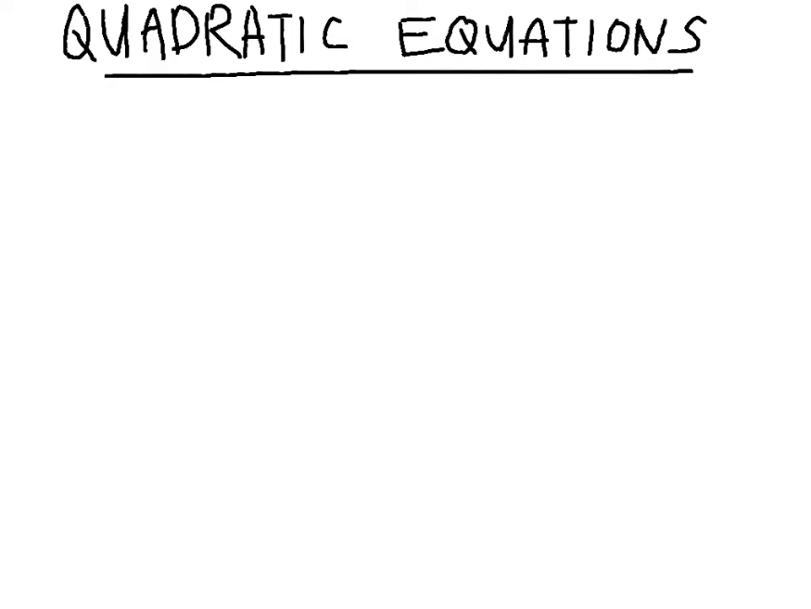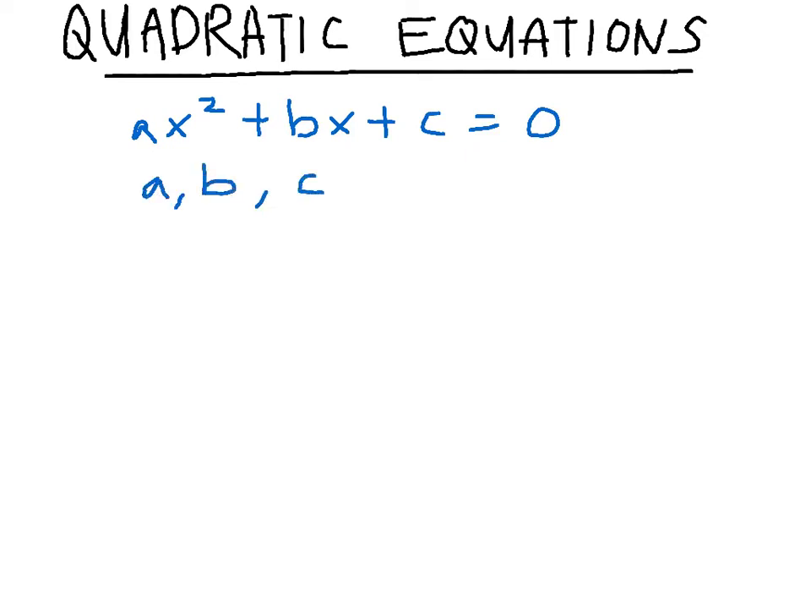Hello, today we'll be learning about quadratic equations. What is a quadratic equation? A quadratic equation is an equation with the general form ax squared plus bx plus c equals 0, where a, b, and c are constants and a cannot be equal to 0.